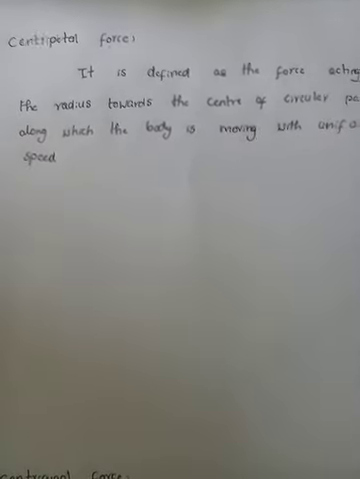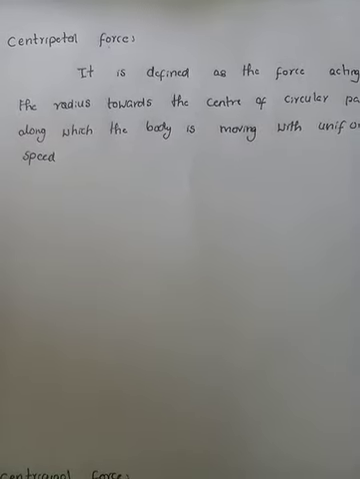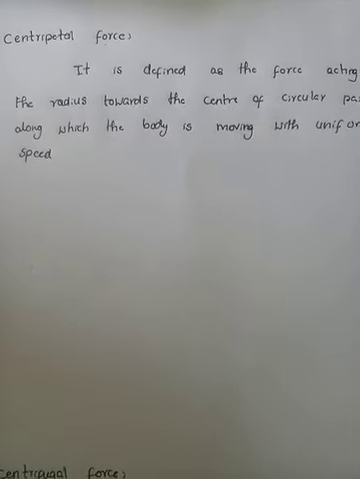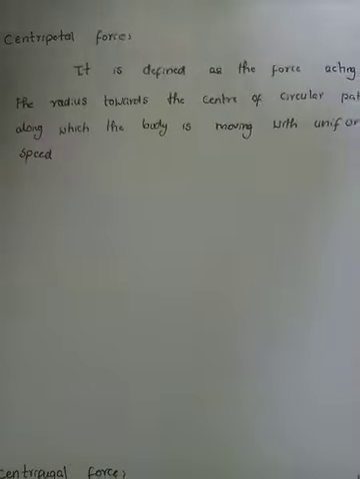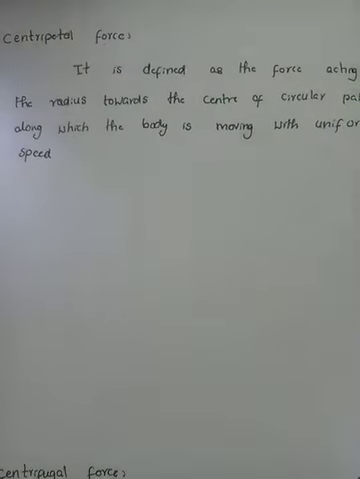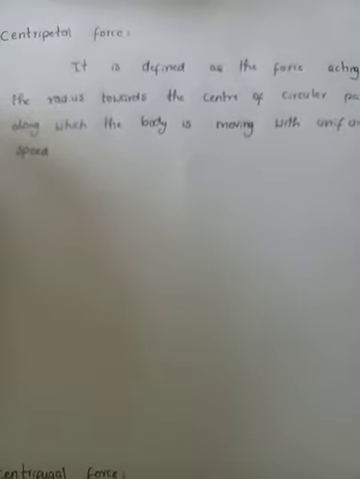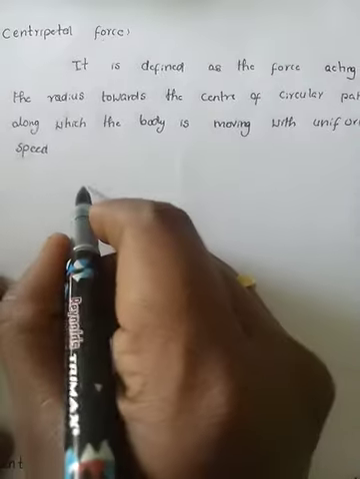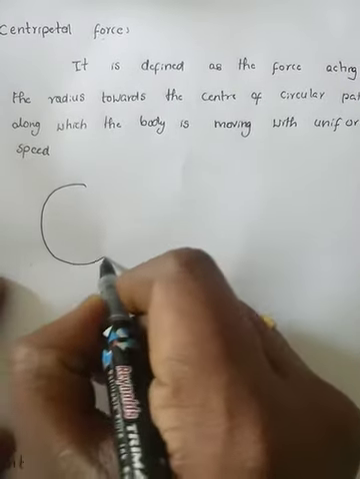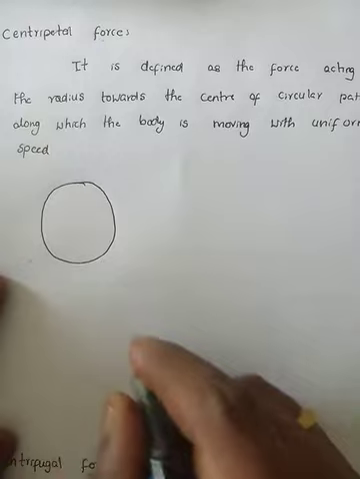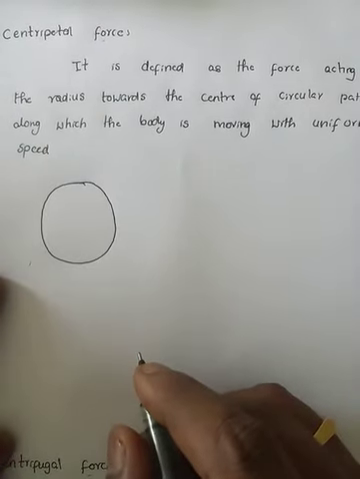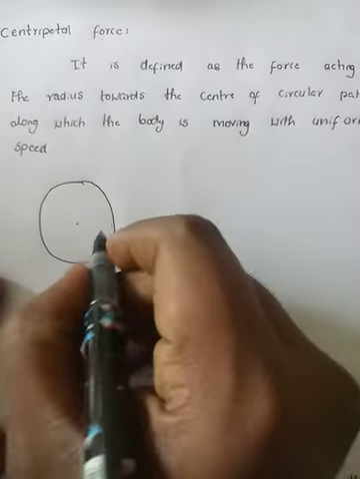Good afternoon students. Today in class I am going to discuss uniform circular motion. What is uniform circular motion? If a body is moving in a circular path, for example, let us take a body moving in a circular path with uniform speed.